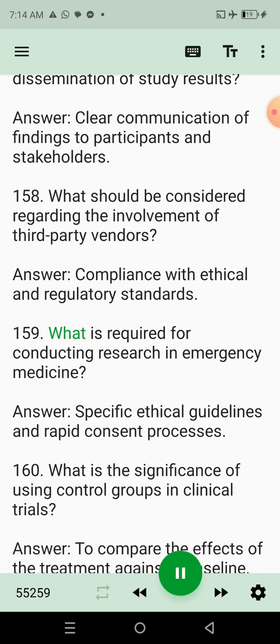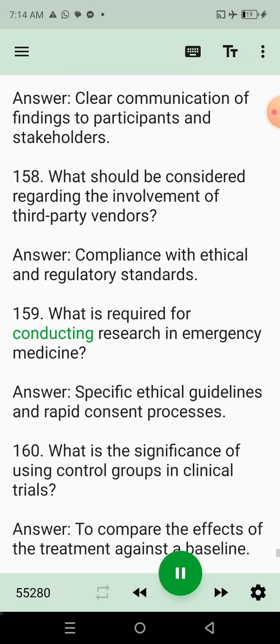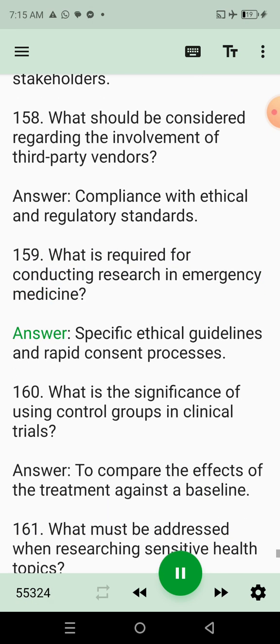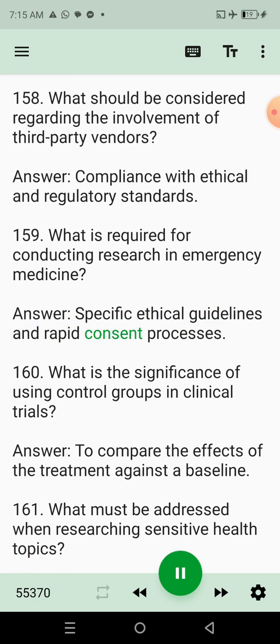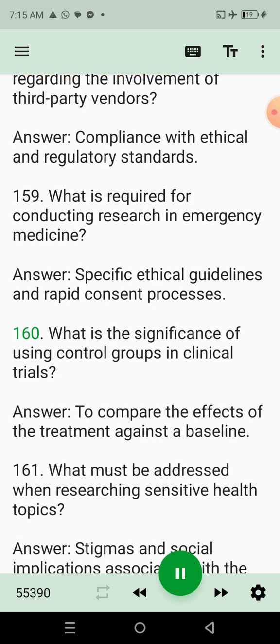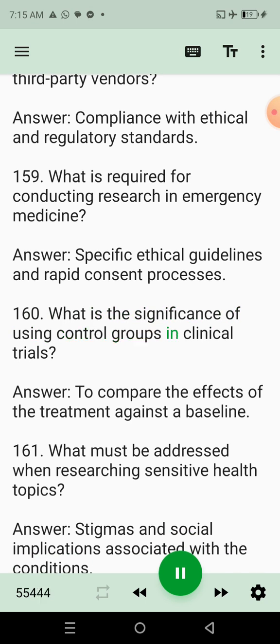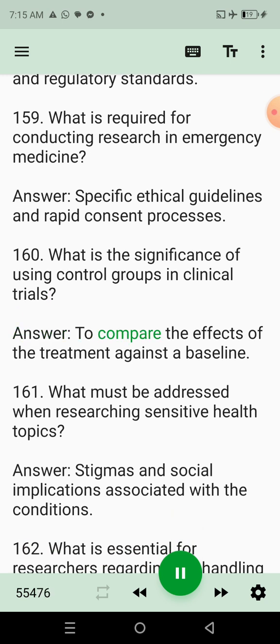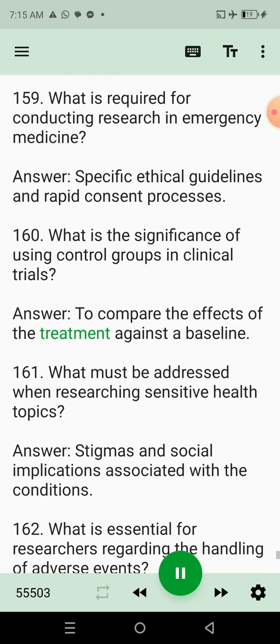159. What is required for conducting research in emergency medicine? Answer: Specific ethical guidelines and rapid consent processes. 160. What is the significance of using control groups in clinical trials? Answer: To compare the effects of the treatment against a baseline.